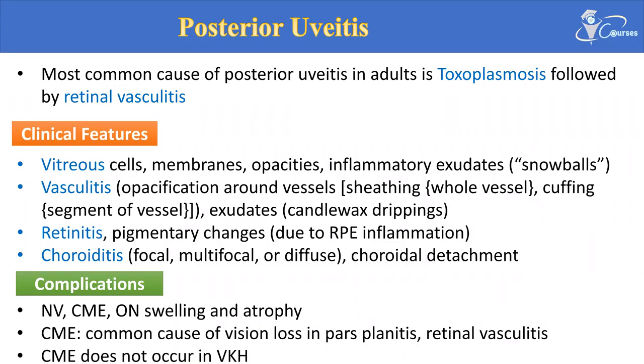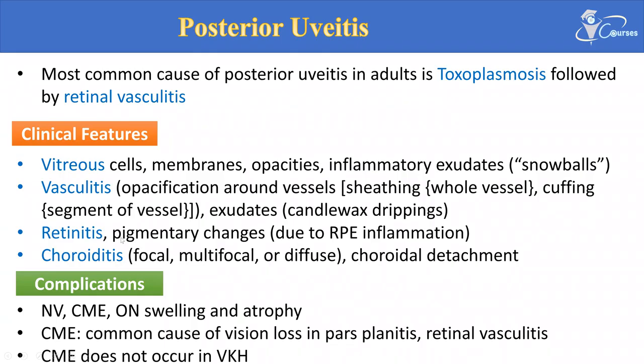It can present with inflammation of the vitreous, the blood vessels, the retina, and the choroid. The vitreous inflammation will present with vitreous cells, membranes, opacities, and inflammatory exudation such as snowballs. Vasculitis will present with opacifications around the blood vessels, what we call sheathing if the whole vessel is involved, or cuffing if a segment of the vessel is involved. Also, there will be exudation around the blood vessels, what's called candle wax dripping.